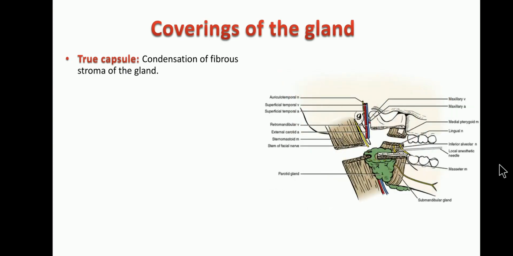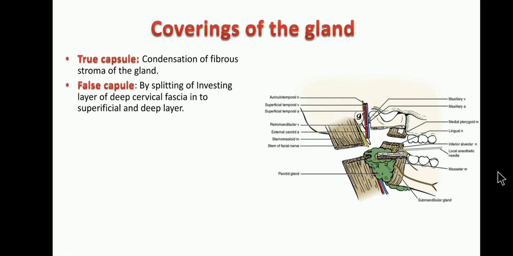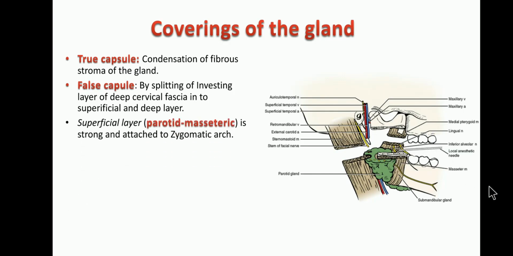With respect to the false capsule, above the true capsule you have the false capsule. The false capsule is mainly formed by the splitting of the investing layer of deep cervical fascia. So the deep cervical fascia investing layer, after covering the neck, if you trace it above, at the lower border of the mandible it splits. Now in the region of the parotid gland, it splits into a superficial layer and a deep layer.